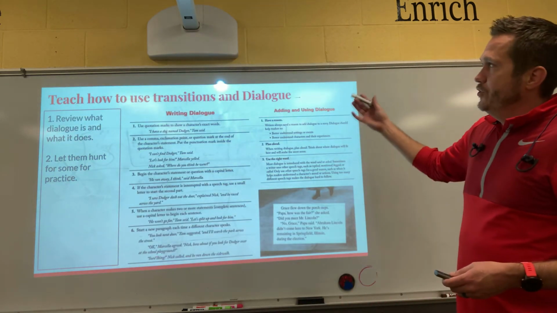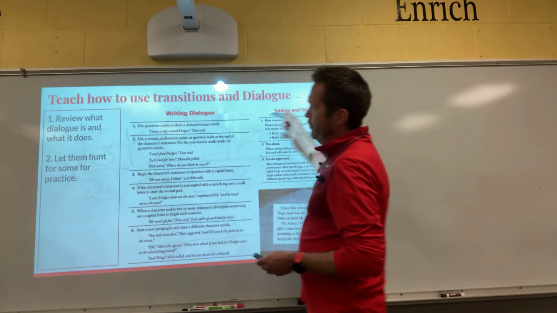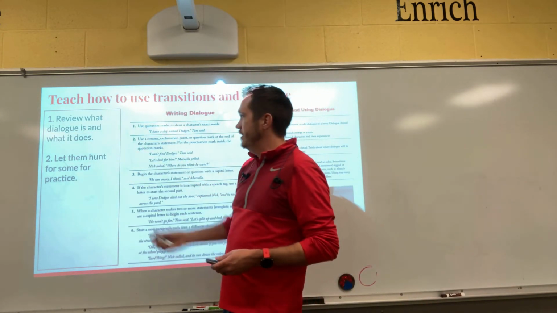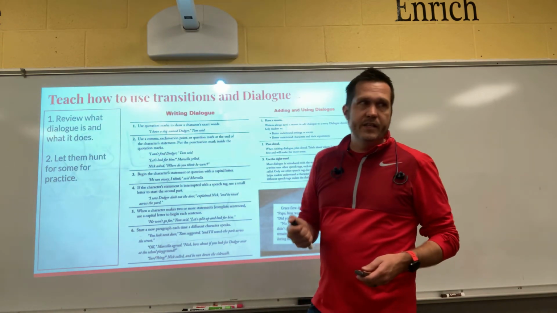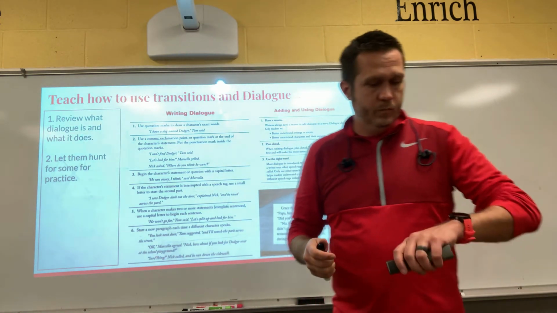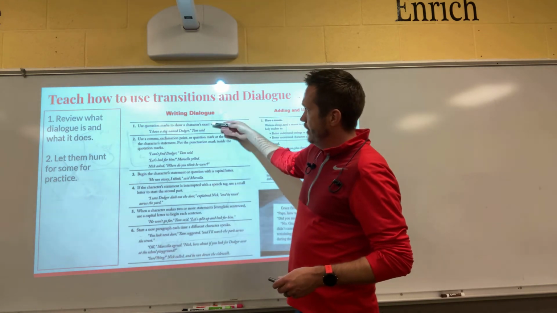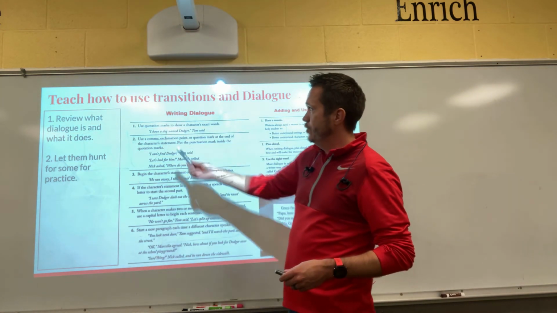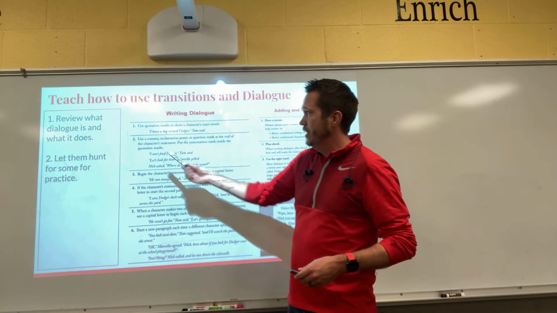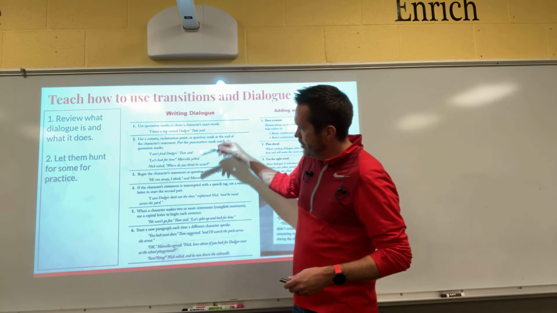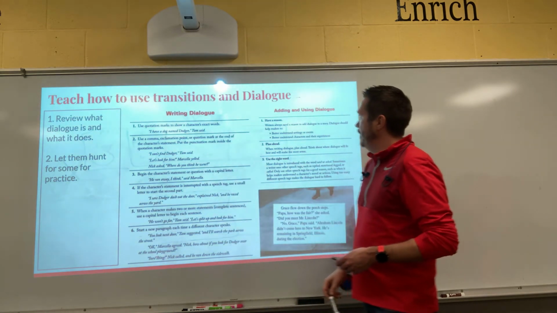You want to teach them how to use those transitions, dialogues, like I said. Review what dialogue is. So this last one was on transitions. This is dialogue. This is a big one. Most kids are not accurate with their dialogue, so you want to make sure that you go through and teach this. So here's your different ways to do this. Use quotation marks to show characters' exact words. Use a comma, exclamation point, question mark at the end of the character statement. So these are the basic rules that go along with that.